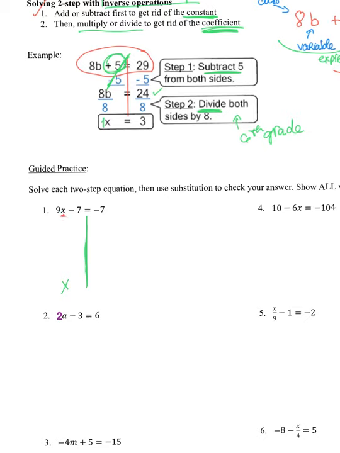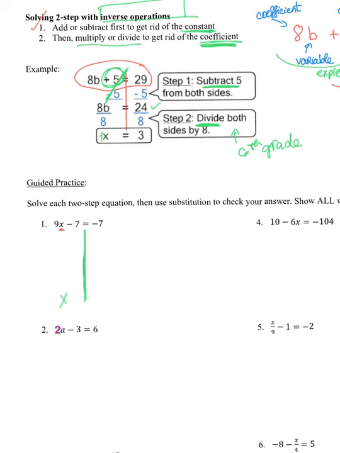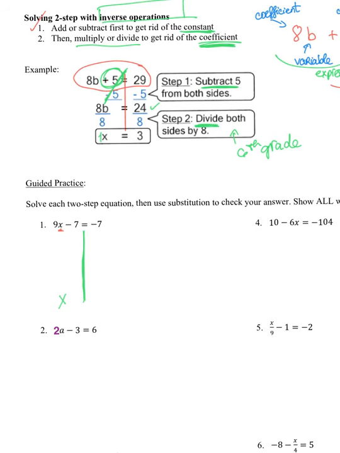Okay, so I'm going to look at everything on the side with that x. Step 1, I'm going to get rid of the constant. So in 9x minus 7, I'm going to get rid of the constant minus 7. So I'm going to use the inverse. What is the inverse of subtraction? Addition.